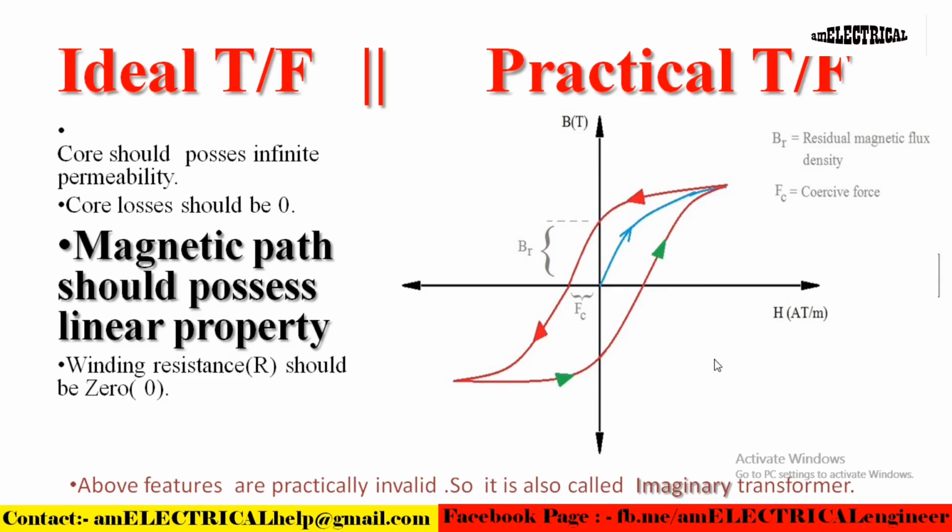So from here it is clear that the MMF, which is proportional to magnetic field intensity H, is not changing linearly with the flux density B. So it is a nonlinear curve. That means our assumption for the ideal transformer, that the magnetization curve should be linear, is false in the case of a practical transformer. We have seen the magnetization curve is nonlinear.